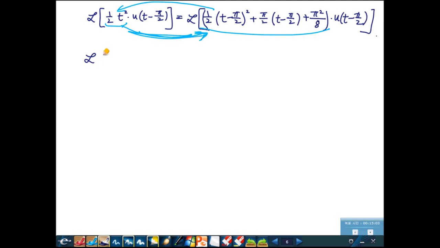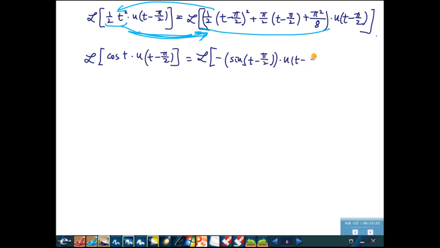And the last one is cosine t times u of t minus pi over 2, which is the Laplace transform of minus sine of t minus pi over 2 times u of t minus pi over 2, and that's minus 1 over s squared plus 1 times e to the minus pi s over 2.